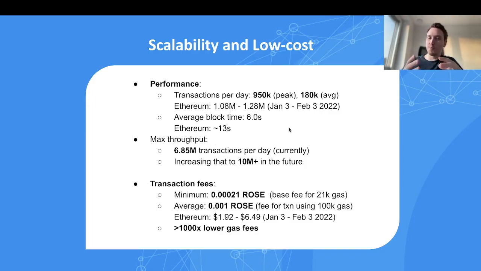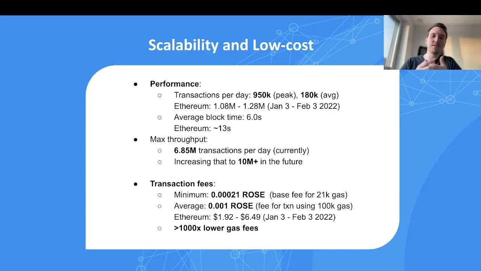And if we just compare throughput, right? Currently we had almost 7 million transactions per day as a max throughput, but we are thinking about increasing that to more than 10 million per day, right? So this is a pretty huge number, but it's always good to be prepared for higher demand, right? Transaction fees minimum is 0.00021 ROSE. And currently, probably ROSE is around $0.25, so 25 cents. And you can simply calculate how low fees are there, right?